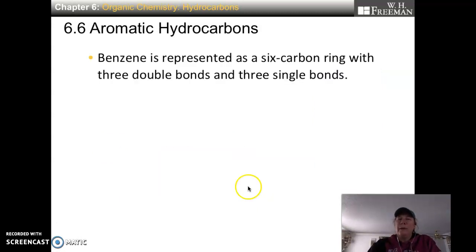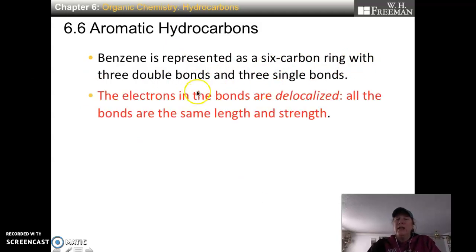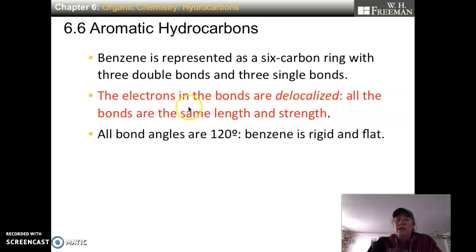Okay. So benzene is a 6-carbon ring with 3 double bonds and 3 single bonds. The electrons are allowed to move kind of all over, and the bonds are the same length and strength, so they rotate. So they say they're delocalized. They're allowed to move, and that's what gives them their special characteristics. All the bond angles are 120, so they're even. They're rigid, they're flat. Not one bond is different than another.